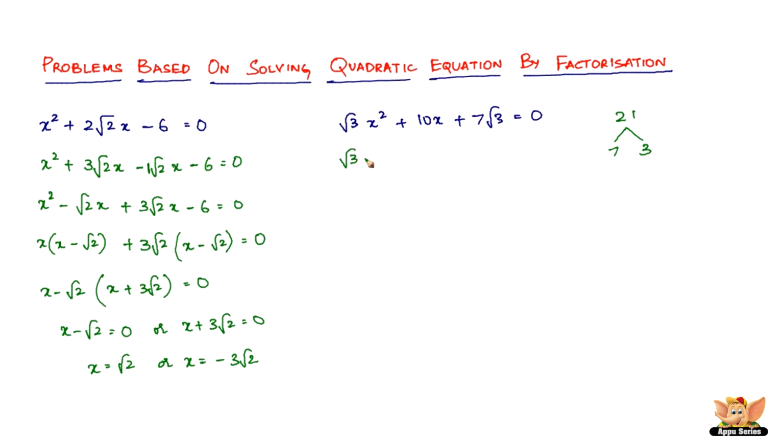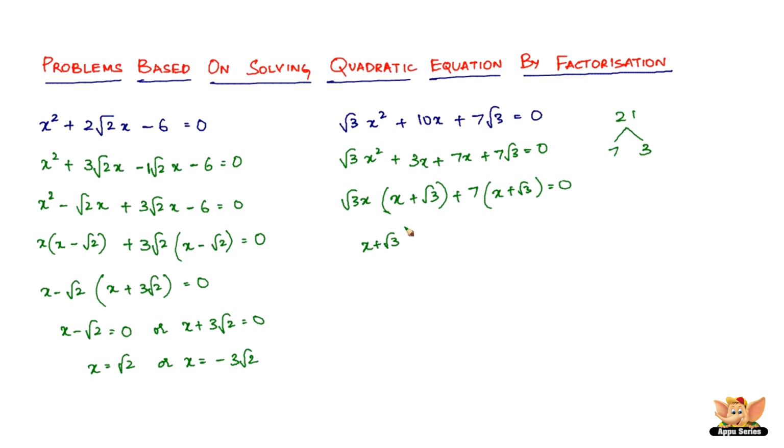So here we go. Root 3x squared plus 3x plus 7x plus 7 root 3 equals 0. So taking out root 3x as common, we get x plus what? What times root 3x is going to give you 3x? It is root 3 again, right? Root 3 times root 3 is 3 and times x is x here. So plus 7, take out 7, you get x plus root 3 again, equal to 0. So taking common out of these two, x plus root 3 is clearly the same in both of them. So once you take out x plus root 3, all you're left with is root 3x plus 7 equals 0.